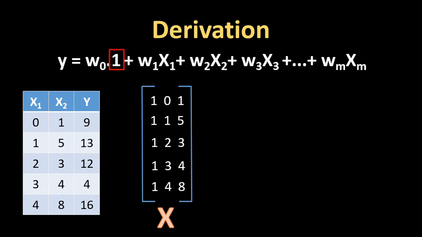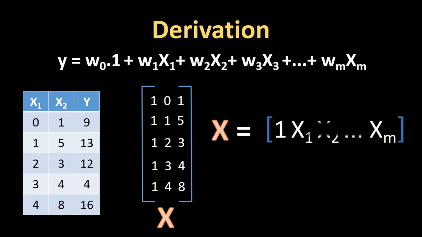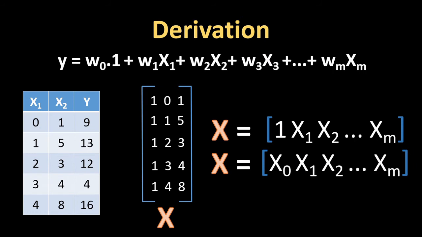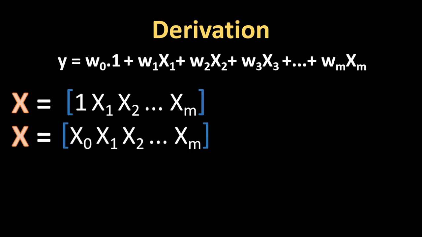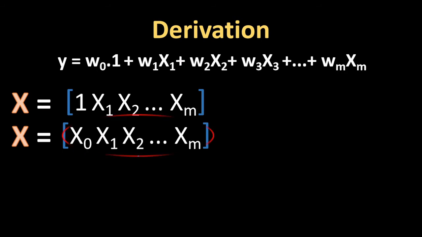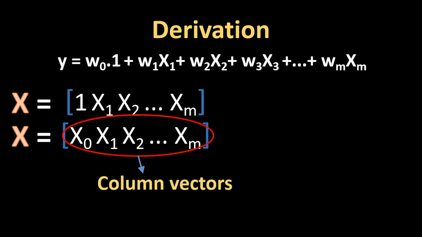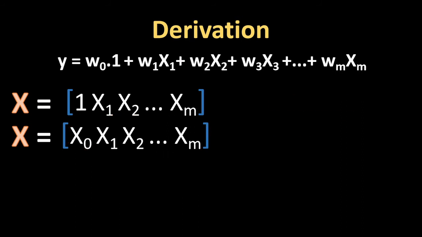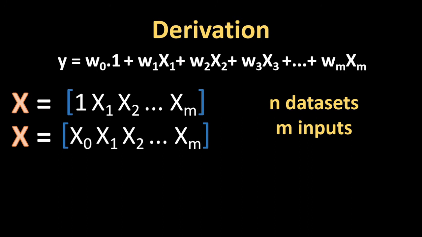So we can rewrite this matrix x as x equals 1, x1, x2 up to xm, or we can also rewrite it as x equals x0, x1 up to xm. I have just replaced ones with x0. So this x0 is a column vector, or just a column of ones, and each and every element in x, that is x0, x1, x2 up to xm, are column vectors. So here we have m different inputs, and each input, that is x0, x1 up to xm, contains n samples or n datasets. Therefore we can rewrite our matrix x as follows.